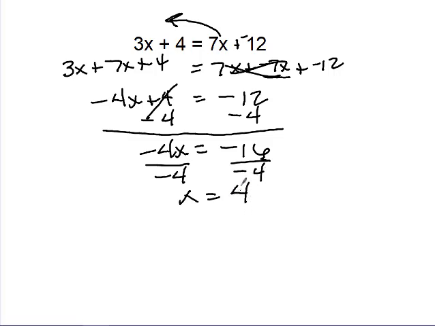Now you could take this 4 and plug it back into your equation, and if this side equals this side, when you plug the 4 in, then you know that's the correct answer. Okay, so that's how we solve a multi-step equation. In the 8th grade, that's the kind of equation that we have. Now we have one other kind of equation that we've got to look at.